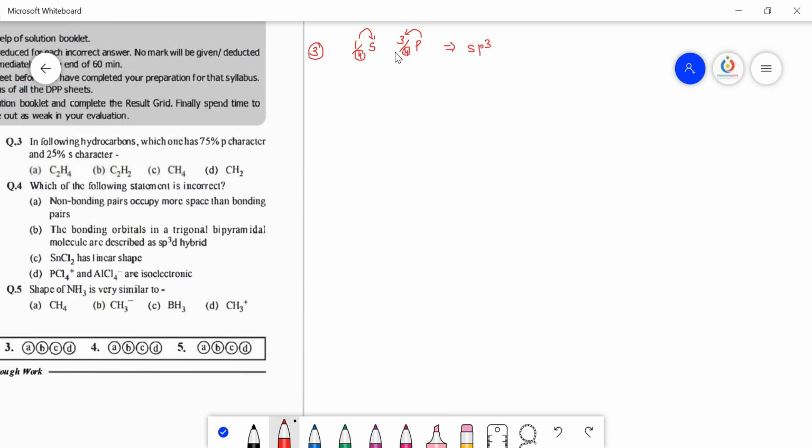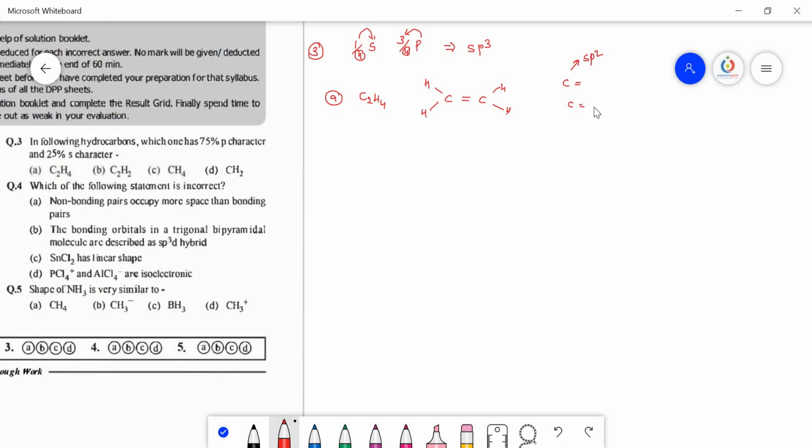So now let's try to see these molecules. First of all, option A is there. C2H4 is there. That means there are 2 carbon atoms to which 4 hydrogen atoms are attached. If you draw it like this, there must be a double bond. A double bonded carbon atom always has sp2 hybridization.